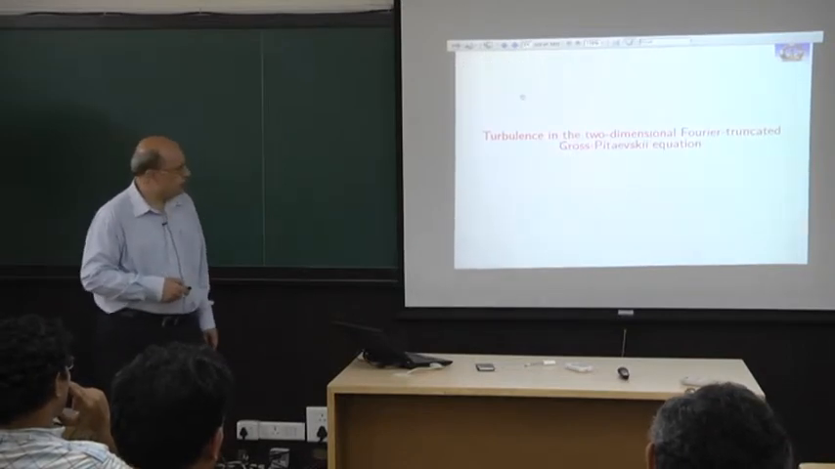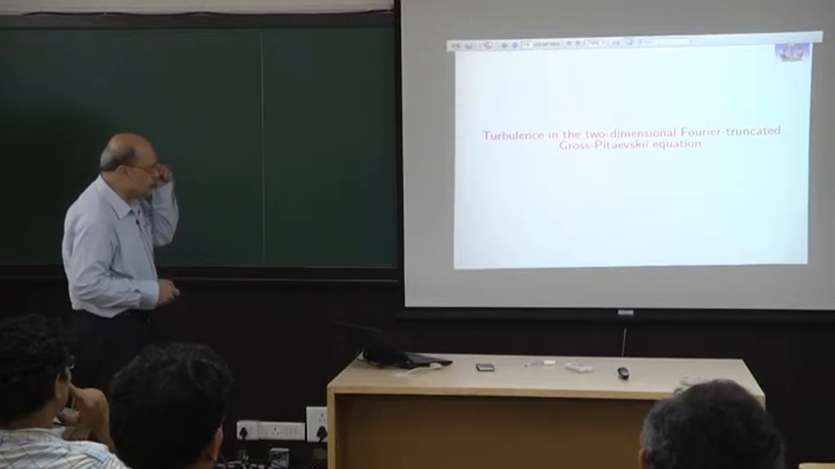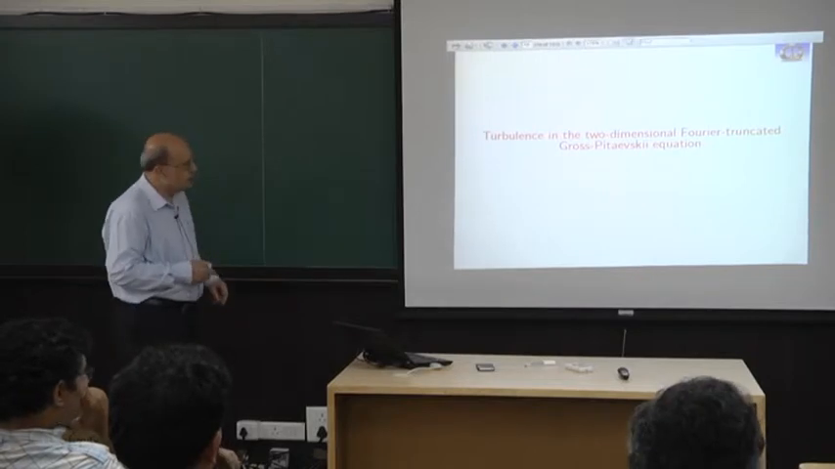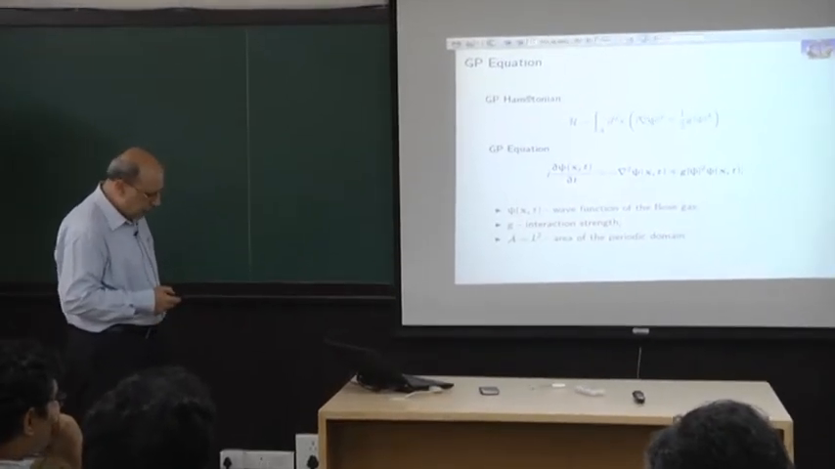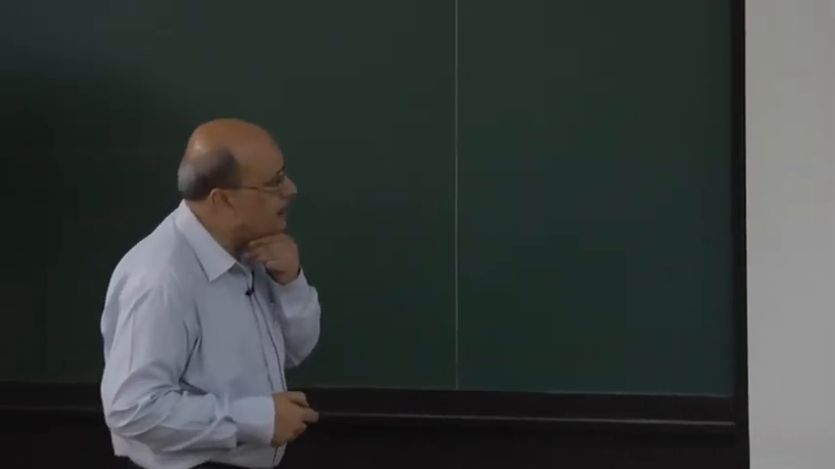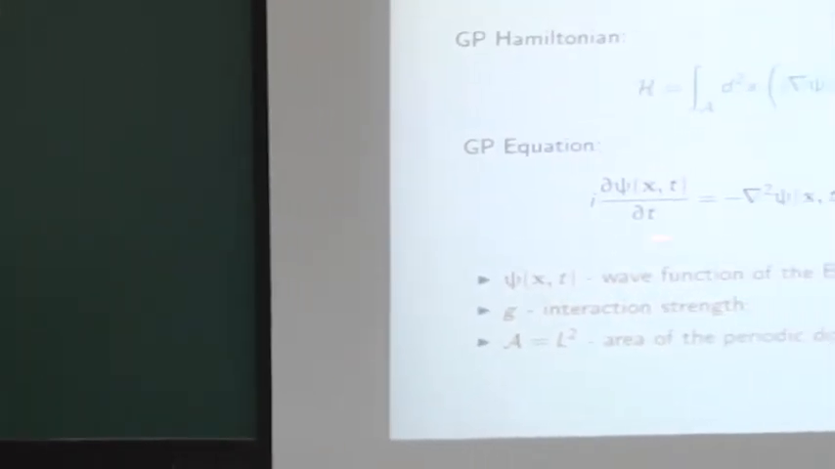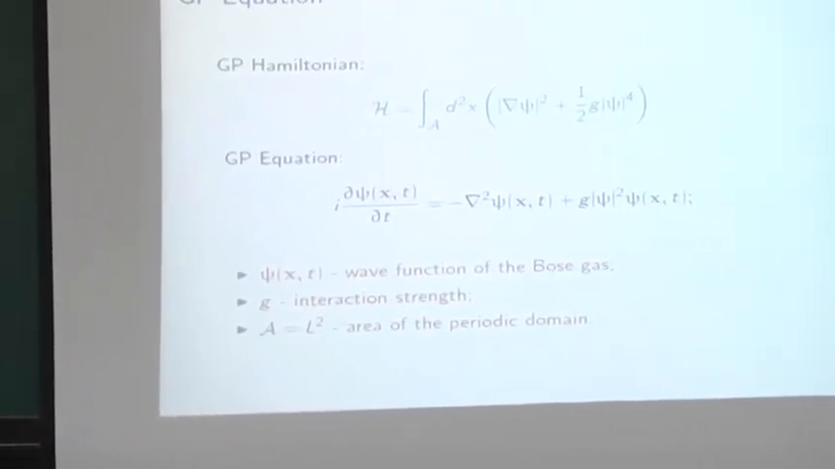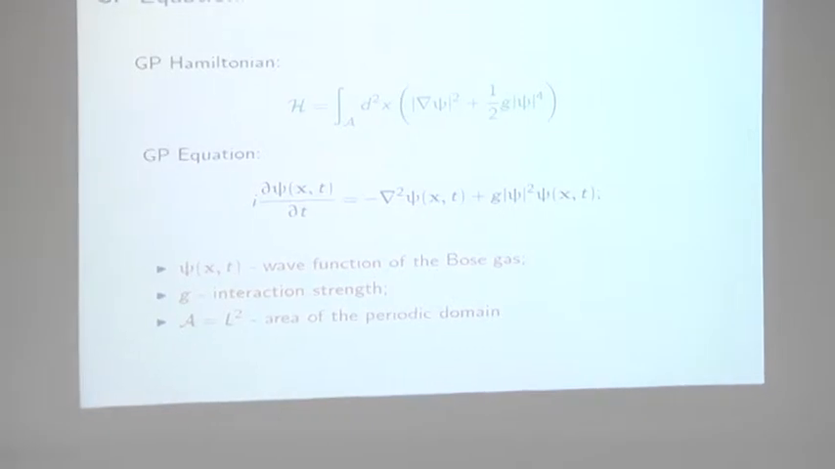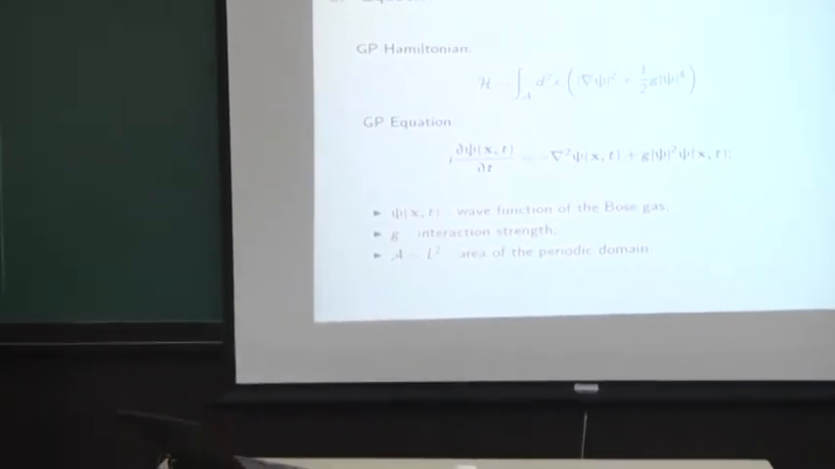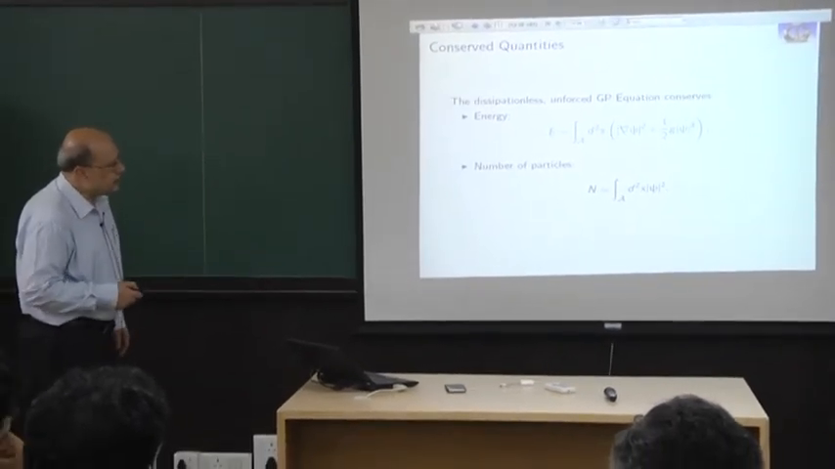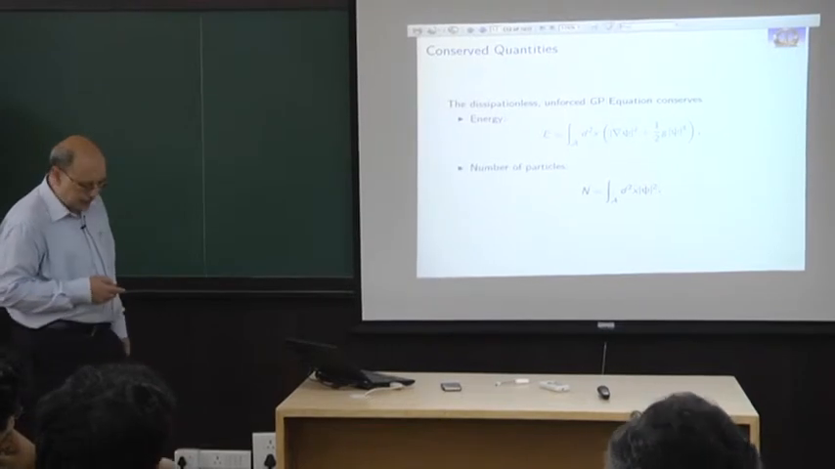So let me begin with the first thing we did, which is turbulence in the two-dimensional Fourier-truncated Gross-Pitaevskii equation. That's a mouthful. So let me tell you what that means. This you probably know. This is a standard Gross-Pitaevskii Hamiltonian, and then associated with this is the Gross-Pitaevskii equation, where psi is the macroscopic wave function of the Bose gas. G is the interaction strength, and since we are in two dimensions, L squared will be the area of the periodic domain. And this thing conserves the energy, which can be written like this, and the number of particles.